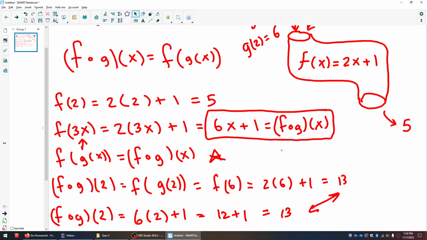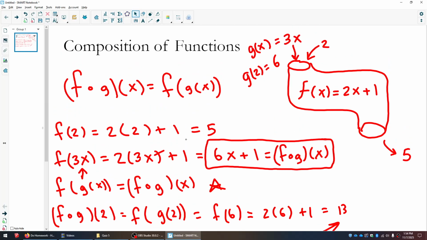So the idea here, again, is that f circle g, which we call composition, we are putting a function inside of another function to get some sort of output.